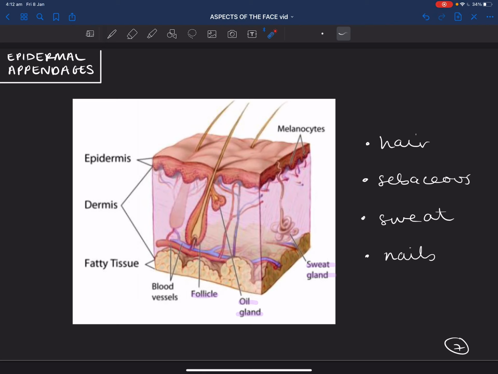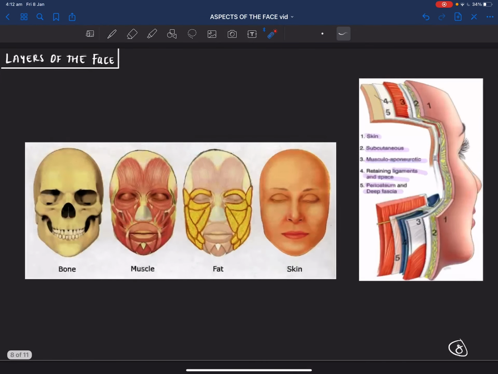Also, you have things such as sweat glands, and only in mammals, like humans, you get nails that are considered epidermal appendages. So yeah, those are the ones we need to know about.